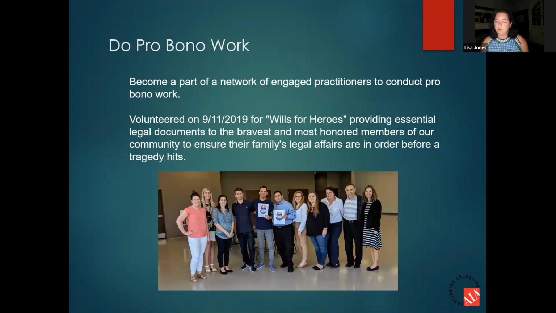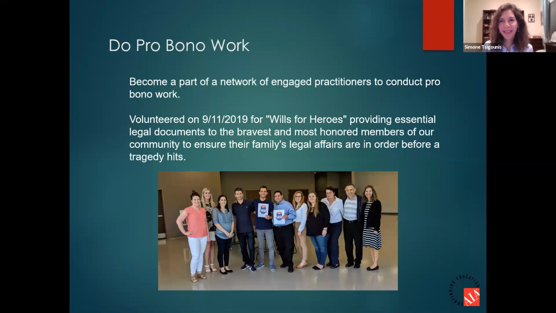Doing pro bono work. Simone? So this is an example of my participation on Wheels for Heroes. We didn't get to do it this past 9/11 due to the COVID restrictions, but last year we did. It's a way of giving back to the people that really put their lives on the front line for us, our essential workers, our EMS, our police, our firemen, our vets, who have all made sacrifices for us. And sometimes their families' legal affairs are not in order if, God forbid, something should happen to them.